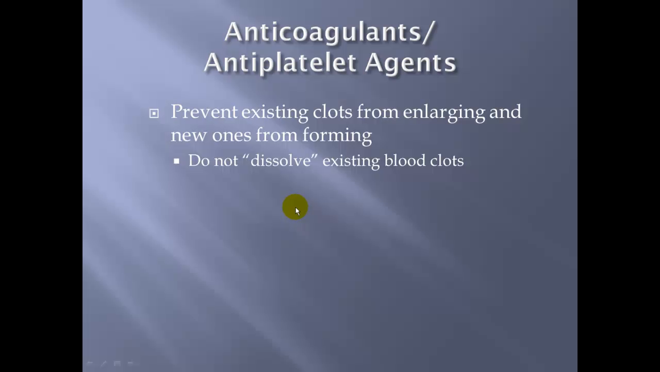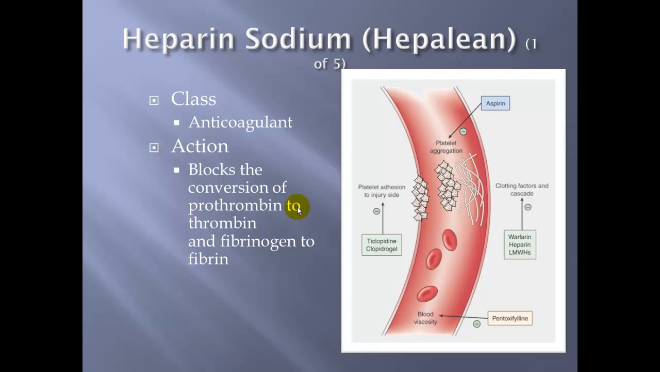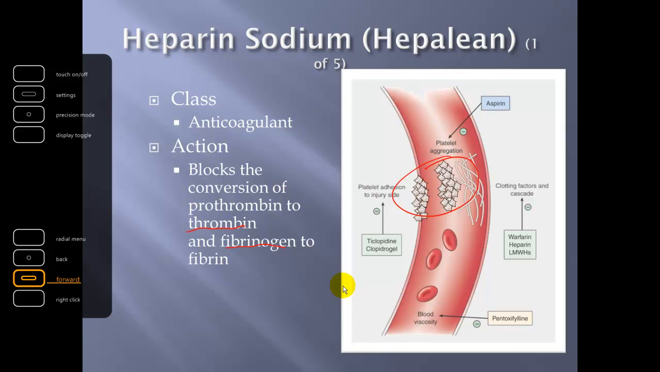With that said, heparin sodium. Class on this is going to be anticoagulant. The action: it blocks the conversion of prothrombin to thrombin. So this is going to mess with the bricks, and fibrinogen to fibrin. And this is also going to mess with the mortar. This is going to decrease your ability to make clots. It does nothing to the platelet or platelet aggregation. It essentially works on large substances like prothrombin to thrombin and fibrinogen to fibrin.